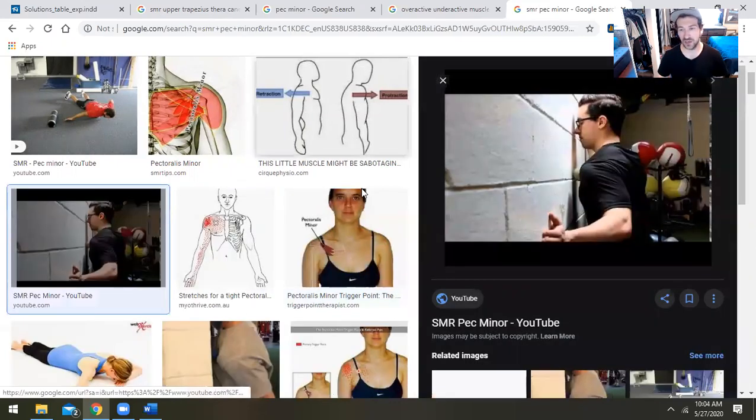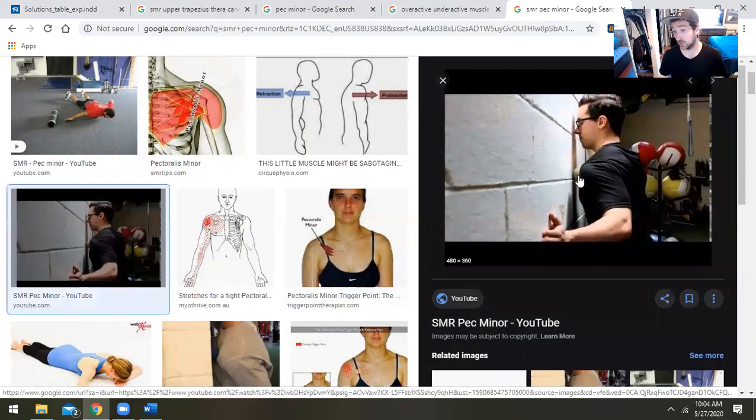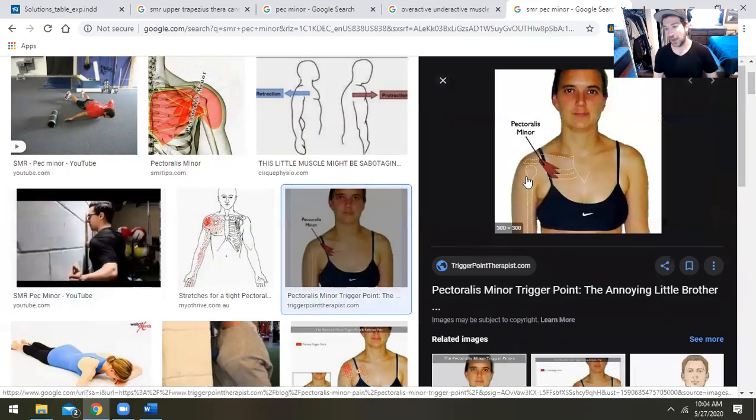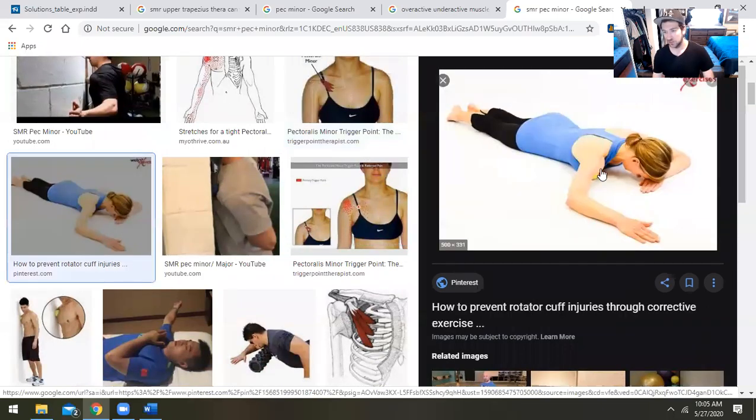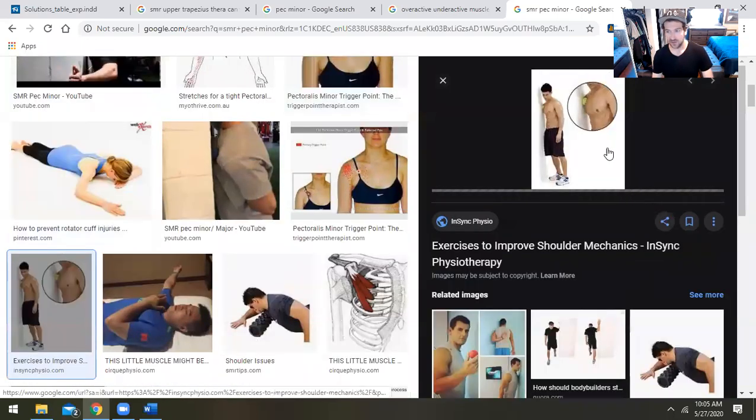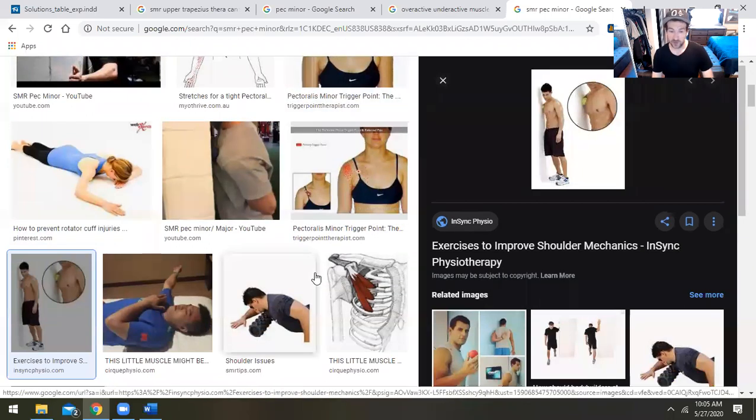But what you can do is use the lacrosse ball and go up to a wall like this and press it right onto that coracoid process, right? As your scapula swings around, you're going to press it right in there. You can see this version here. She's pressing a lacrosse ball there, that version there. Those are really effective ways.